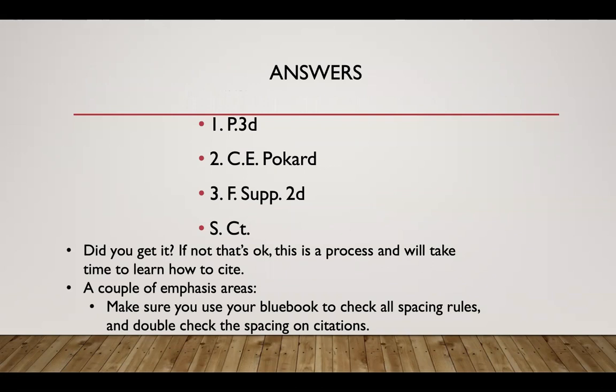If not, that's okay. Again, this is a process and will take some time to learn how to cite and space. A couple points of emphasis. Make sure you use your Blue Book to check all the spacing rules and double check the spacing on the citations.